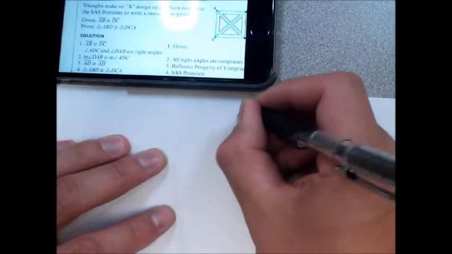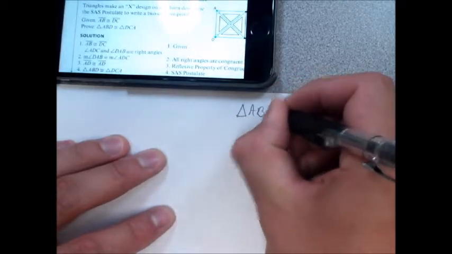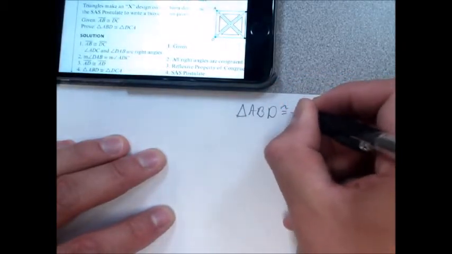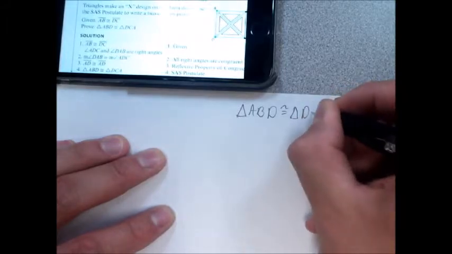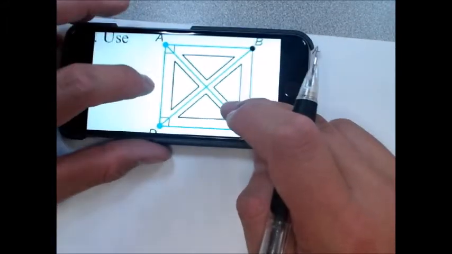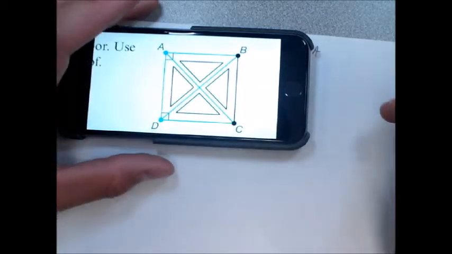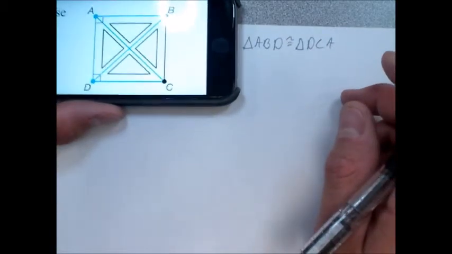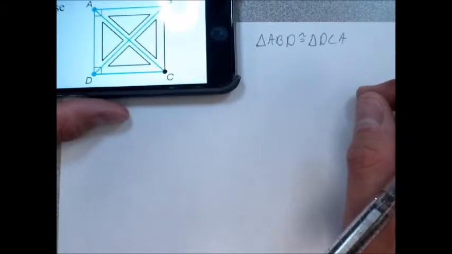To start a 2-column proof, and then it gives us a given and what we are trying to prove. So we are trying to prove that triangle ABD is congruent to triangle DCA. Now this is what I mean by, if you think this is confusing, just redraw it with only the things that you need. So there's my picture in the top left.